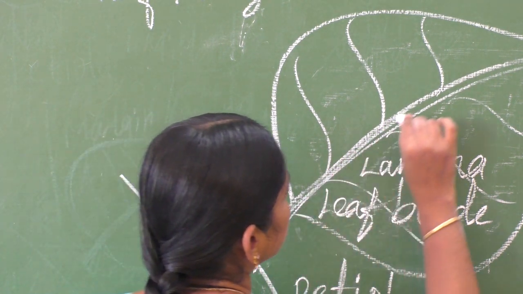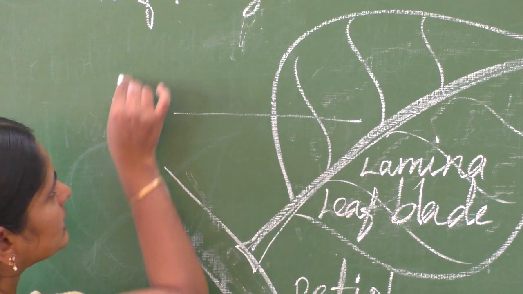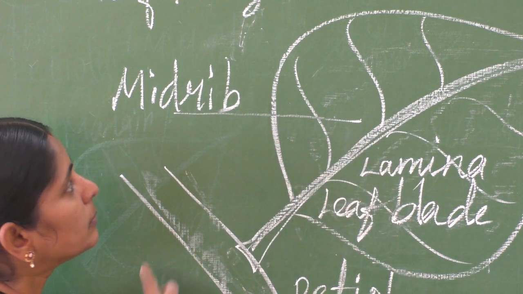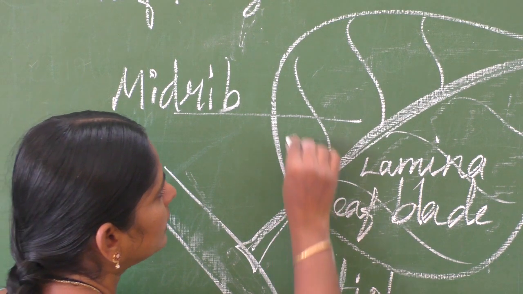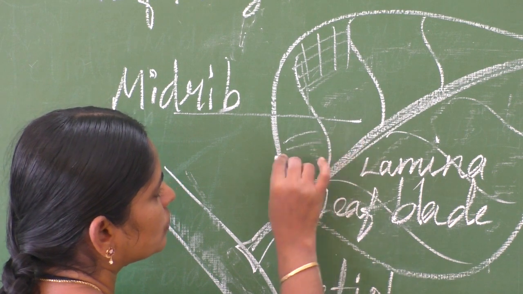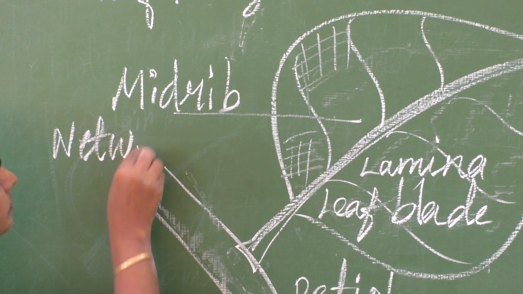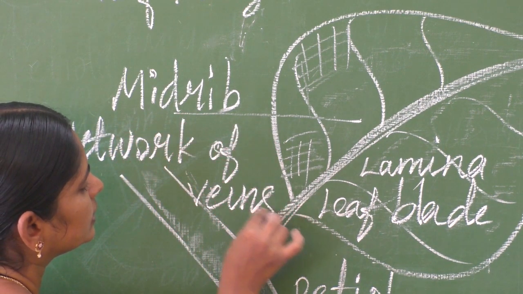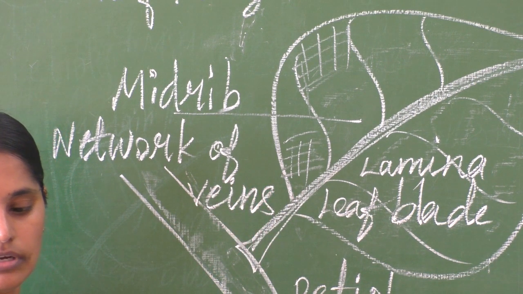Then the vein which runs in the center, this vein we call it as mid-rib. It is running in the middle, so it is mid. Mid-rib, and the veins which are inside, these veins we call it as network of veins, V-E-I-N-S. Clear, children?